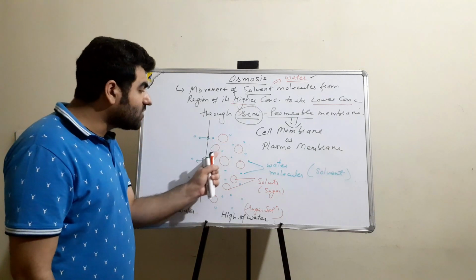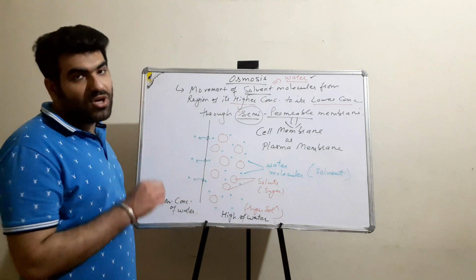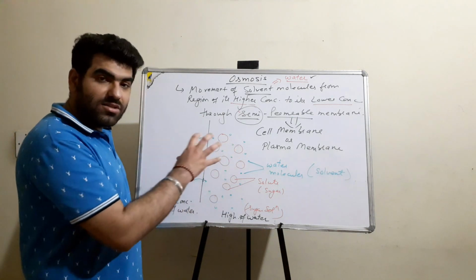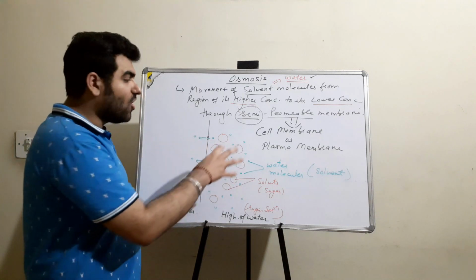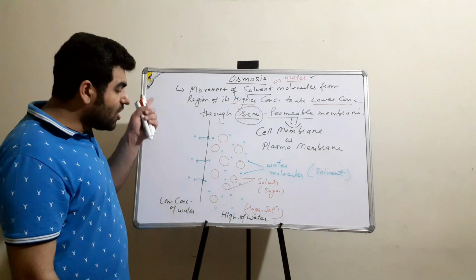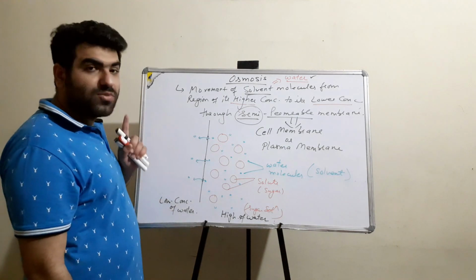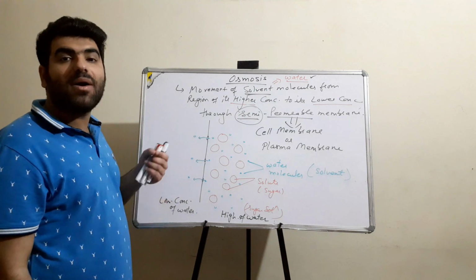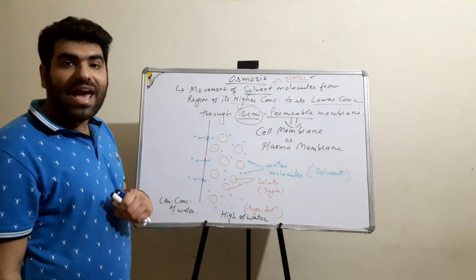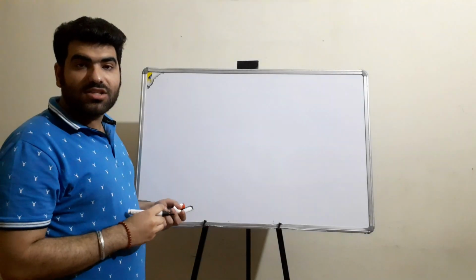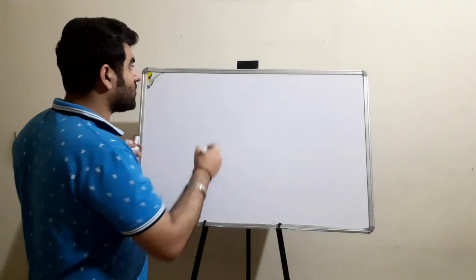It will allow the solvent molecules to pass through because of their size, but it will prevent the bigger molecules, that is the solute molecules, from passing through because they are larger than the pore size. So this was all about osmosis. Now we'll discuss the other things related to osmosis, endo osmosis and exo osmosis. Let us now discuss endo osmosis and exo osmosis.